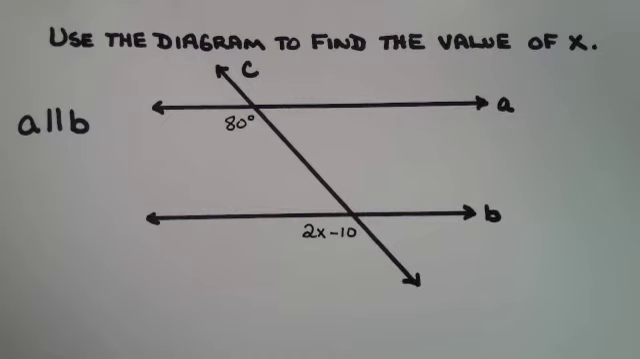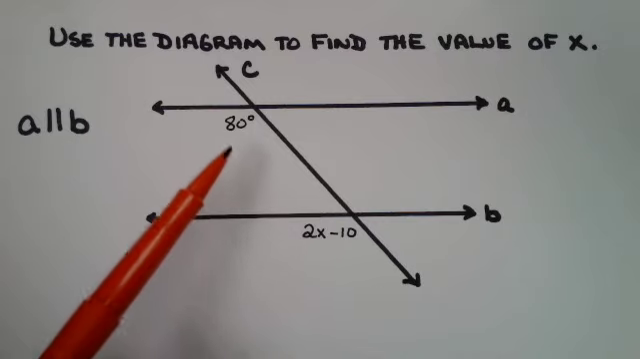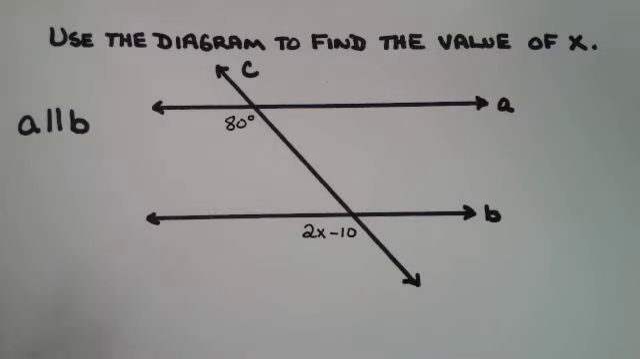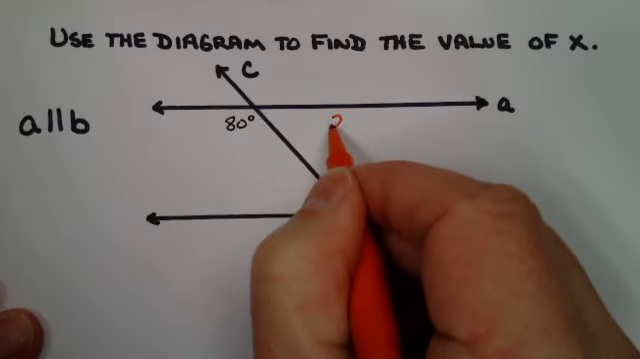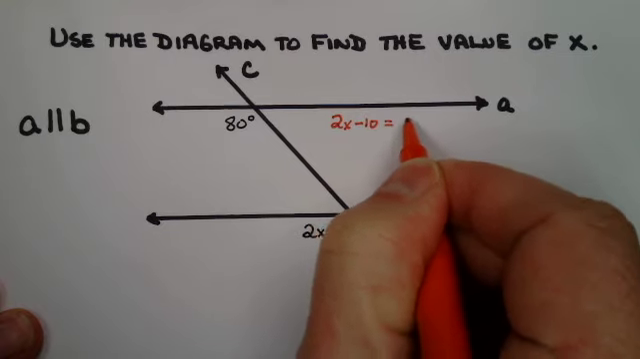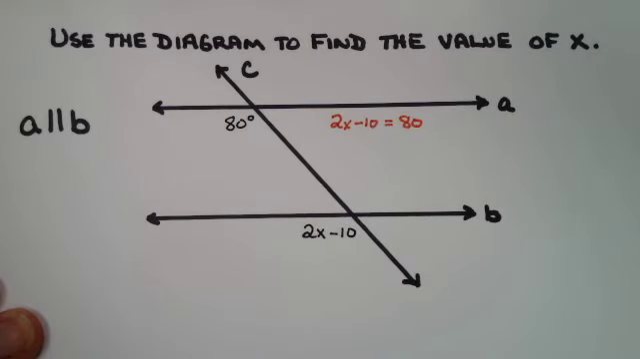I'm going to use my knowledge of the special angles created by transversal to determine what the value of x is. First thing I need to figure out is what kind of angles these are. What kind of angles are these? These are corresponding angles. I have corresponding angles in this problem. What's special about corresponding angles? Corresponding angles are equal. That means this is equal to this. That's going to help me set up an equation. 2x minus 10 should be equal to 80. Once I solve this, I'll determine what the value of x is.